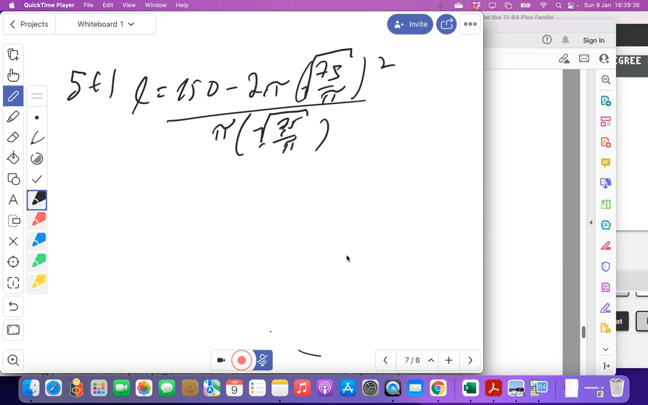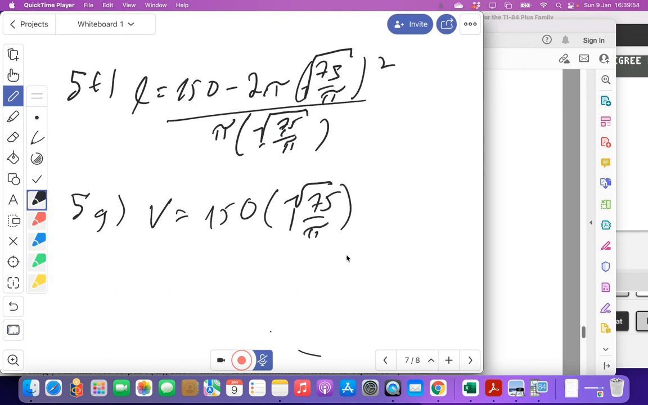And then the same thing for the volume, 5G. I want to do my volume formula, putting in the square root of 75 over pi for the radius. Make sure that I cube it here. This is what I made a mistake on when I was doing my workings. That's cubed divided by 3. So now I get my volume numbers. Again, I'll leave the calculator work up to you.